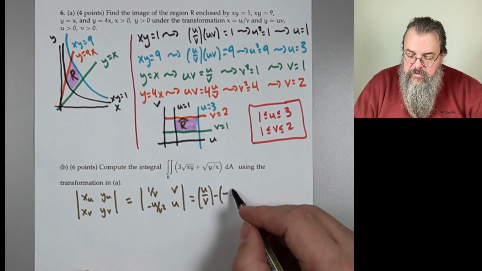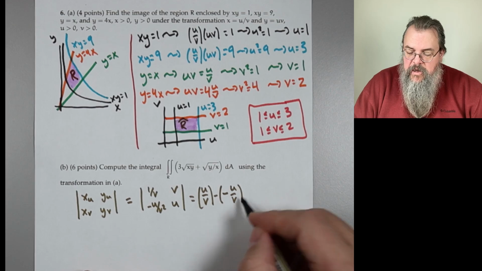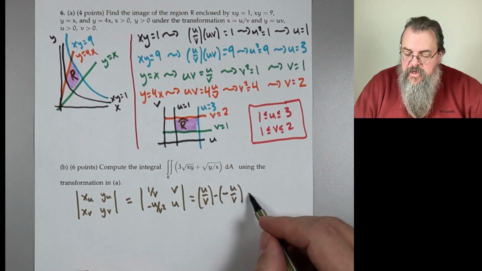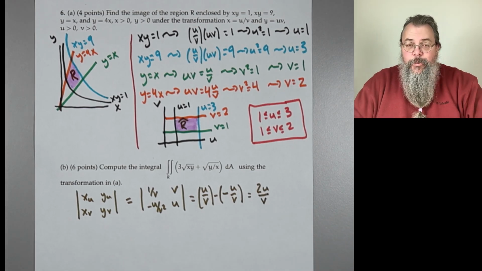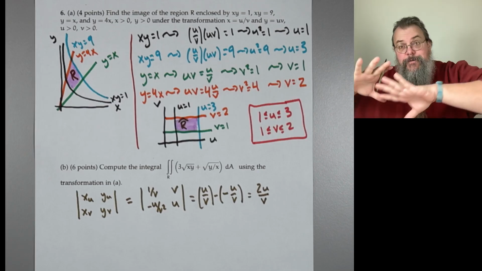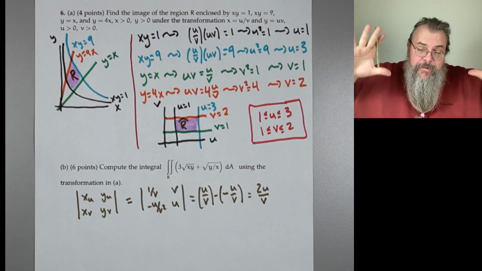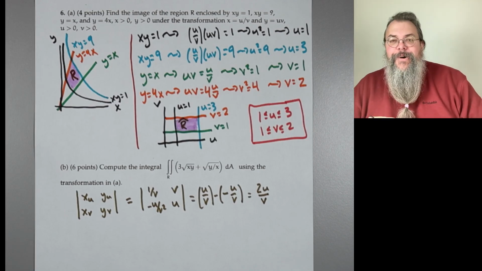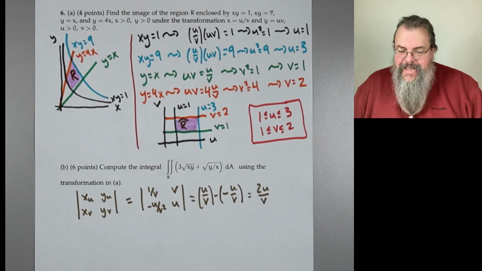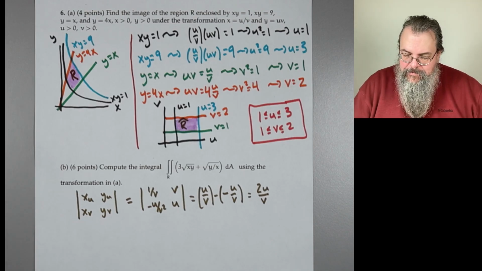Well, we can cancel a v, and that becomes minus u over v. And u over v minus minus u over v becomes 2u over v. Now, what is this telling us? First off, we checked, we need to take an absolute value. We are good. Nice! Well, okay, so what is this telling us? It tells us the following.